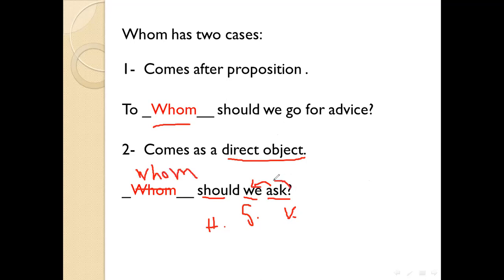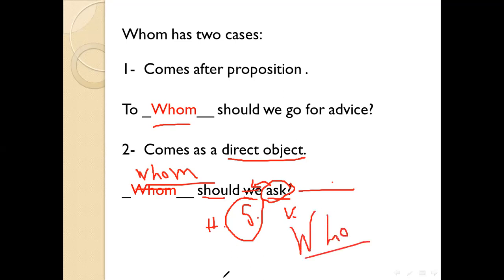Search for the verb, the first step, and then see if there is a word before it and it is a subject. Then the missing part is the object, so I will put whom. But if I have the verb and there is no word before it, no subject, and there is a word after it, then we have an object. What is missing will be the subject, and then I will put who. Does that make it easy for you, girls?